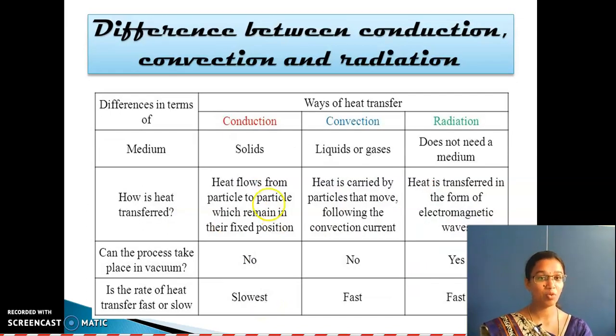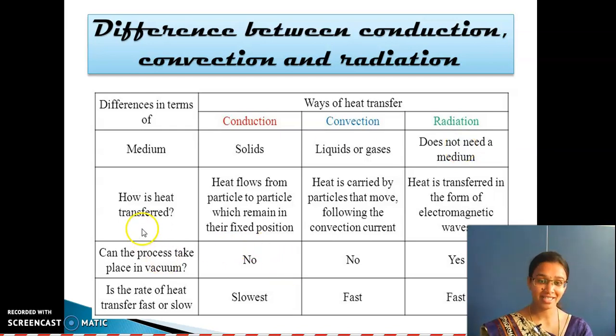Now we will be seeing the difference between conduction, convection, and radiation. What are the differences? First, the medium where it takes place. Conduction takes place in a solid medium, convection in liquids and also in gases. Radiation does not require any medium. It can take place at any place.